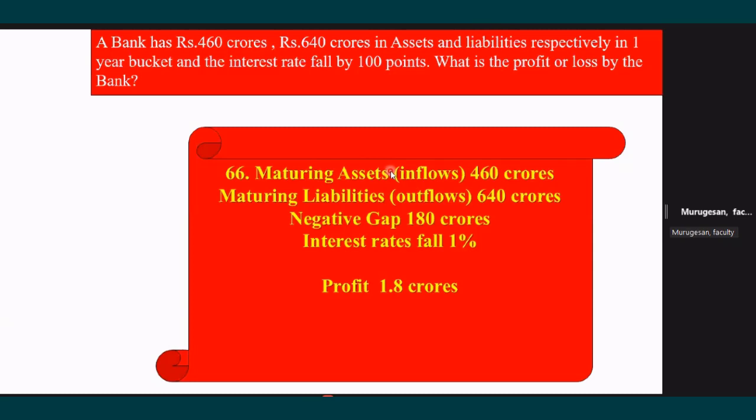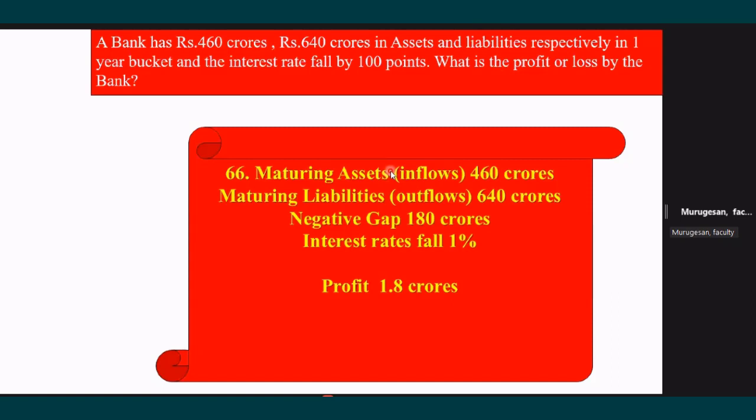When you go to the market, rates are coming down. So you'll be able to get the required shortfall in funds, the deficit, the negative gap. You can mobilize the funds at a cheaper rate, then indirectly it becomes a profit. Okay, so 1.8 crore profit.